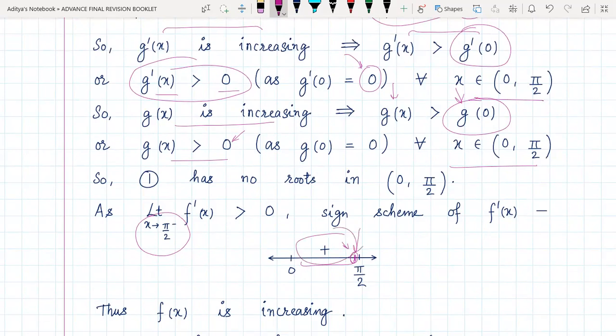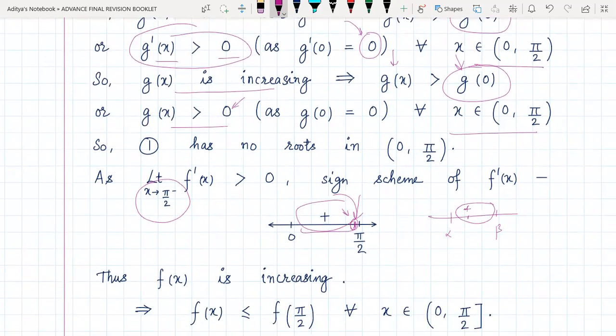Basically, if there are no critical points, or between any two critical points, whatever the sign scheme of a function is at any point, let's say it is positive, then it will remain positive throughout in that interval. If it is negative, then it will remain negative throughout that interval. That is the method of sign scheme and critical points. So since this is the sign scheme of f prime x, we can say that f prime x is always greater than 0. It is always positive, right? F prime x in this interval is always greater than 0.